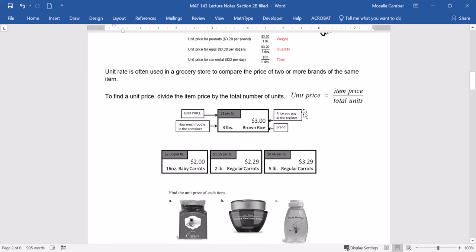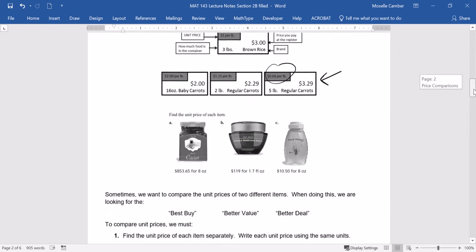Here, let's say we're looking at carrots, and there are 3 different options for buying these carrots. We can either get a 16-ounce bag of baby carrots for $2, a 2-pound bag of regular carrots for $2.29, or a 5-pound bag of regular carrots for $3.29. Well, if we compare the unit prices here, they're all per pound. This is $2 per pound, this is $1.15 per pound, and this is 66 cents per pound. If I'm shopping and I need a lot of carrots, I might go with that one because it is a lot cheaper per pound of carrots.